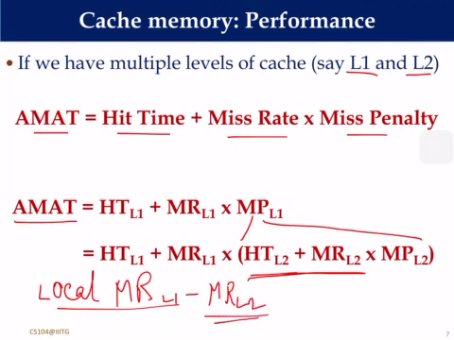Now, if these are called local, can you think of something called global? Or what will be the situation for global miss rate? How do you define it, or how do you say it? And what will be the global miss rate for L1 and the global miss rate for L2?